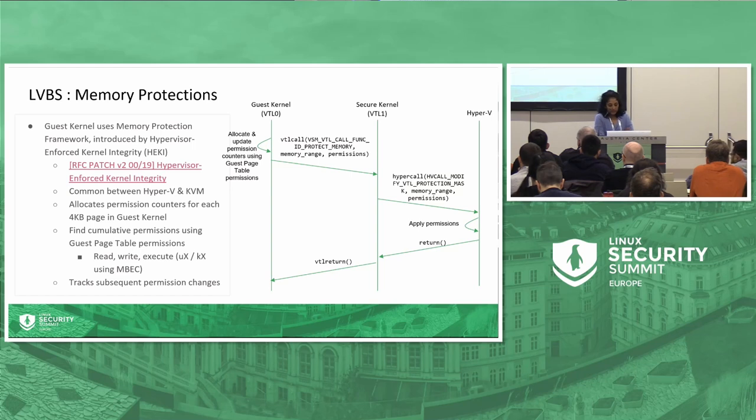Okay, so for memory protection, what happens is the guest kernel boots. It loads the secure OS, and after that, the hypervisor agnostic layer, the HECI layer, comes in, and it collects permission for every physical page in the guest kernel. Then the guest kernel issues a VTL call, the protect memory VTL call, with all these memory ranges and permissions to the secure kernel. Once the secure kernel receives the protect memory VTL call, it calls into Hyper-V, it's a hypercall, to set these permissions in the extended page tables or second level page tables. And then the control returns back.